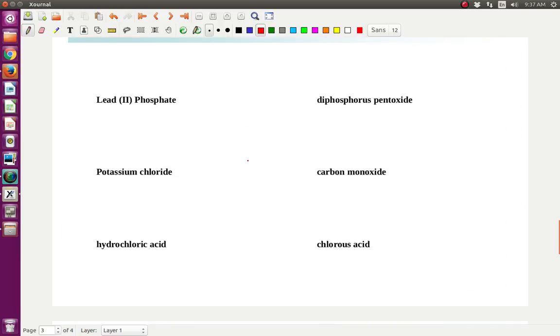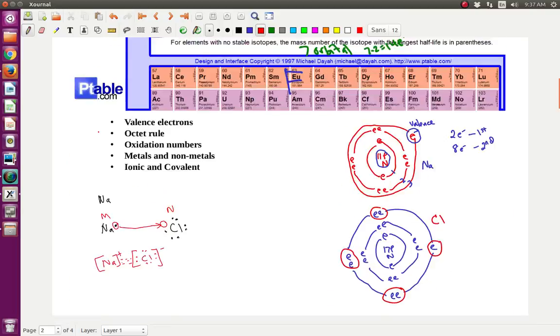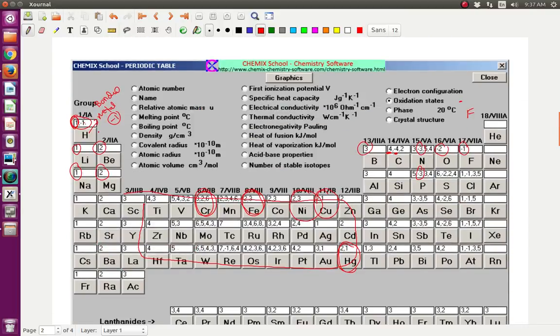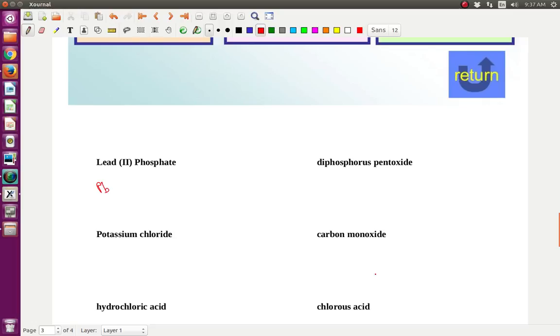So let's practice a couple. Lead II phosphate. Lead is Pb. You go up here and you look at lead's oxidation numbers. Here they are. Let's find lead, Pb. There it is. That one I'm pointing to right there. Okay. Now look. It has more than one oxidation state. Metal, nonmetal, ionic. So we have to make sure that it's named like that, and it is. That's why it has this II. This II means use the +2 charge.